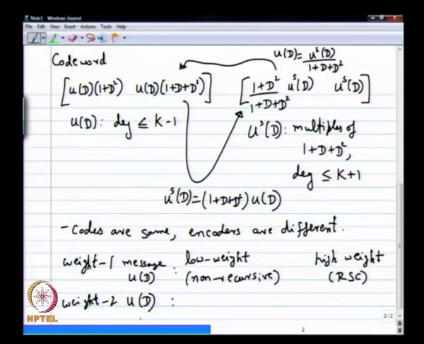When I have weight 2 u of D, once again in the non-recursive case, I will get something low only. It will not increase with the block length. It will be something like 2 times 5 or something. It cannot be more than that. So it will be some constant. It will not increase if I increase block length. Okay, right. What will happen in the recursive systematic case?